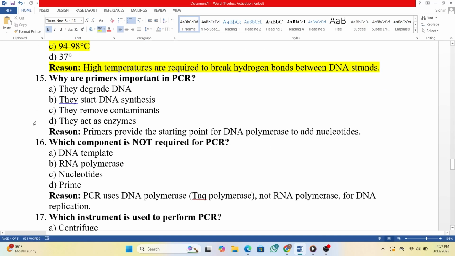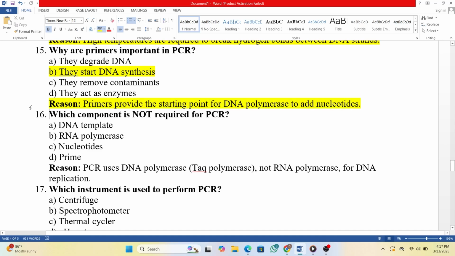15. Why are primers important in PCR? A. They degrade DNA. B. They start DNA synthesis. C. They remove contaminants. D. They act as enzymes. Answer: B. They start DNA synthesis. Reason: primers provide the starting point for DNA polymerase to add nucleotides.